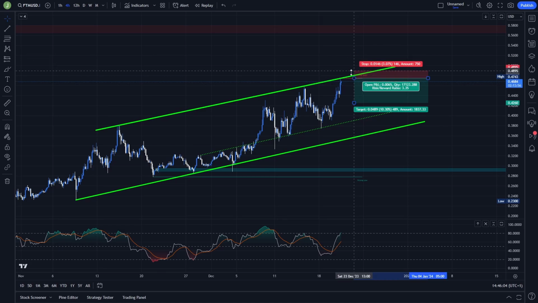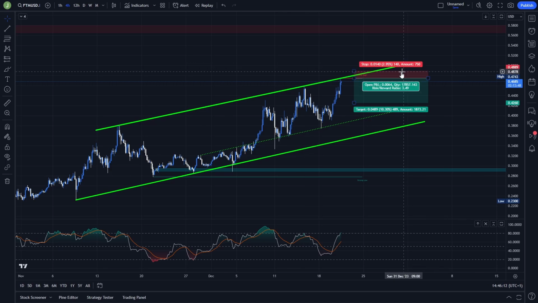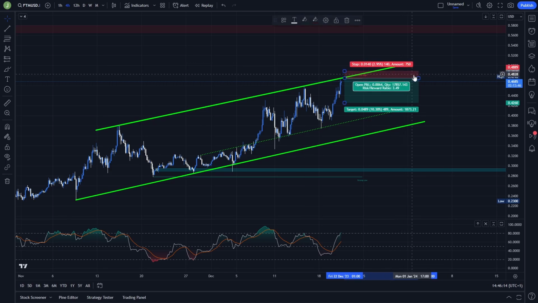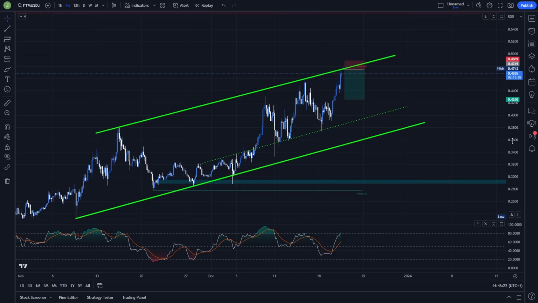To open a short position, I want to see a breakout, fake out, and bearish retest of this rising wedge. Stop loss, in that case, you need to put above the high that we will create during the fake out. So if the market does, for example, something like this, then you need to place your stop loss above the high that we will create.